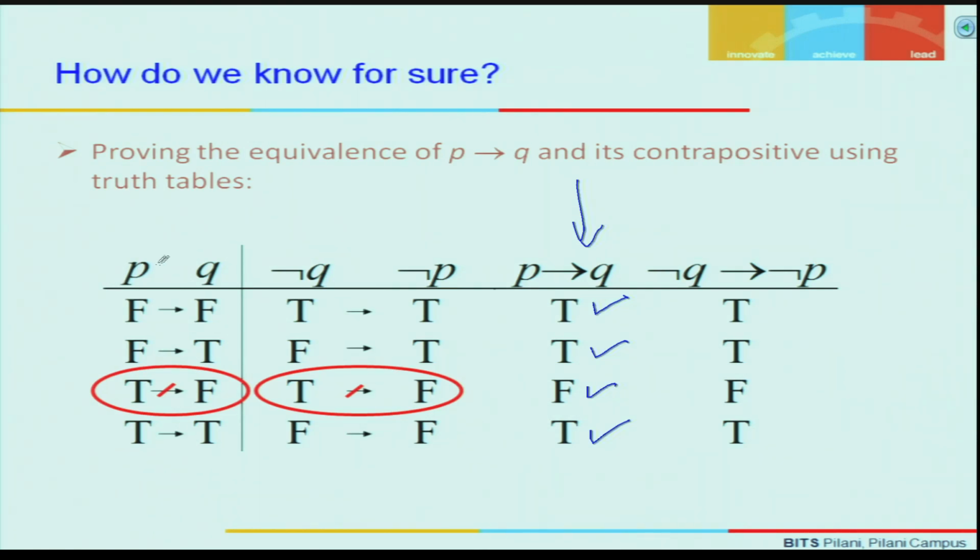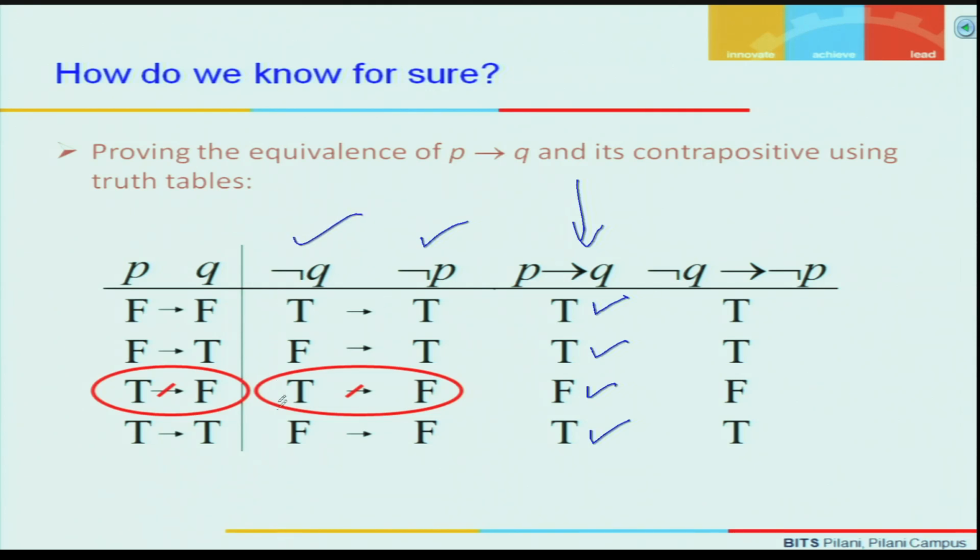Then given P and given Q, you know how to compute not Q, isn't it? Given false as Q's value, what is not Q? It is true. When Q is false, not Q is true. When Q is true, not Q is false. Similarly, you can compute the values of not Q and not P.